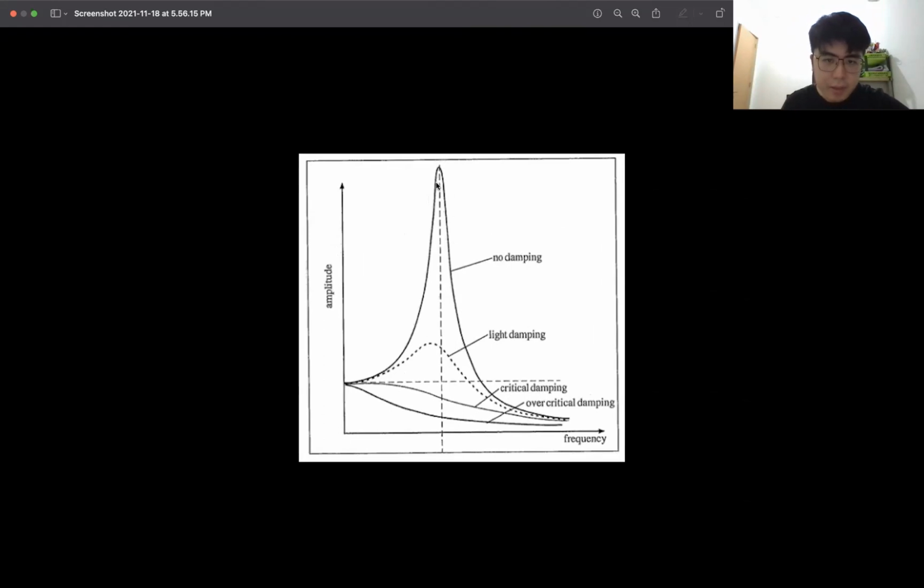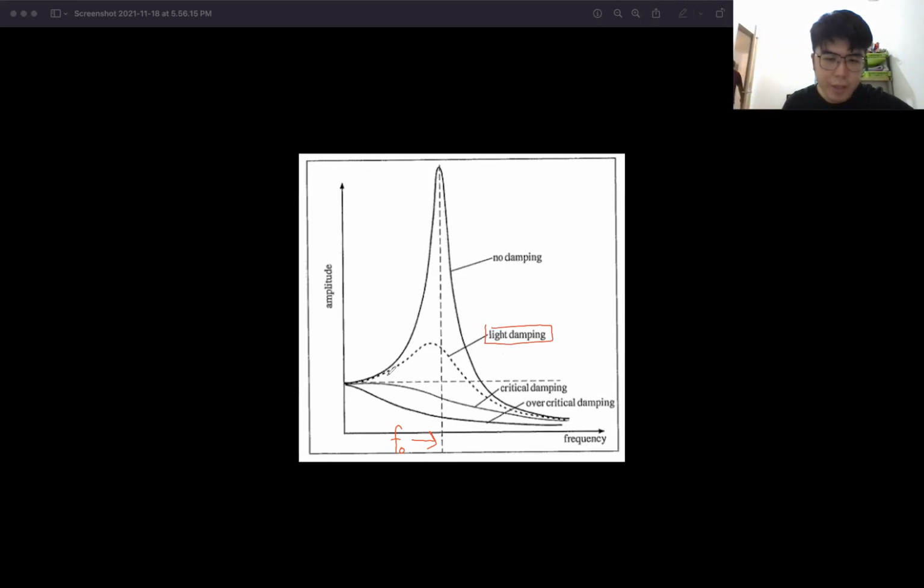You see the vertical dotted line. This is the natural frequency. Now, just now I said there are a few types of damping, right? You've got light damping, you've got critical damping. Let's just look at light damping, the dotted line here.